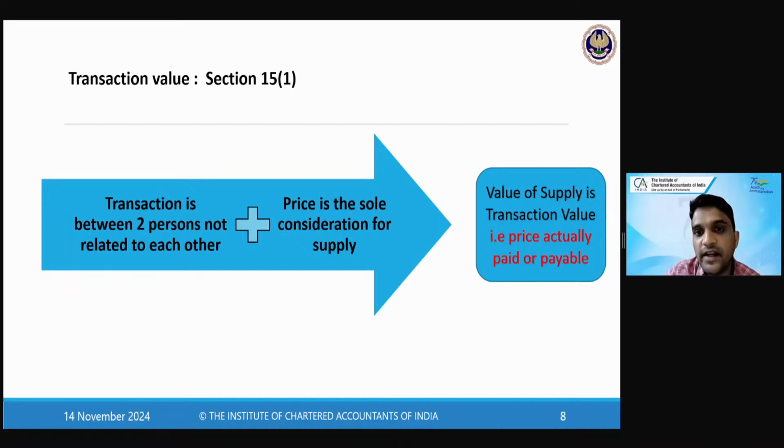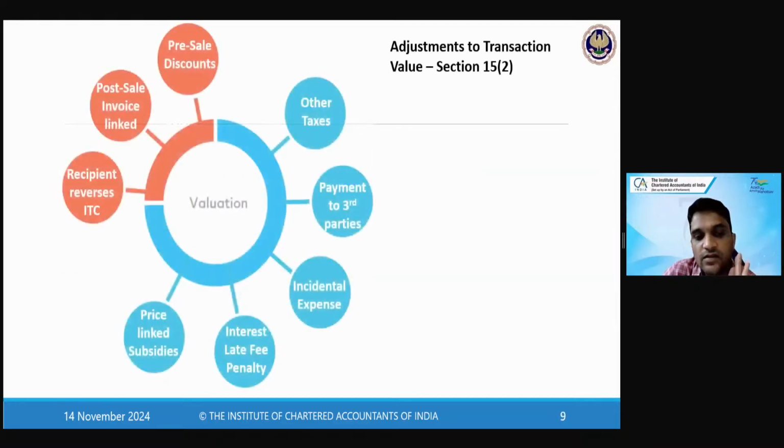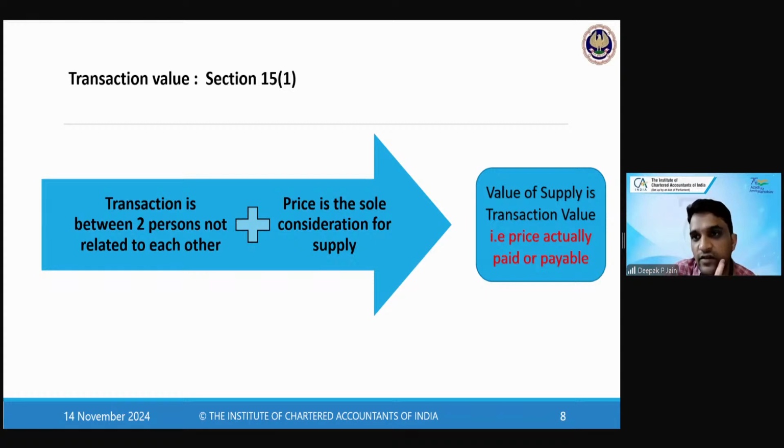So if it is paid later on also, the value of supply is decided when you make the supply itself. Correct? So the value of supply will be the transaction value. That is the price which is paid for the transaction, which is paid now or payable in the future, and is still considered valid. So transaction value is that whole value which is paid now and which is paid in the future. That is transaction value. That is 15.1.